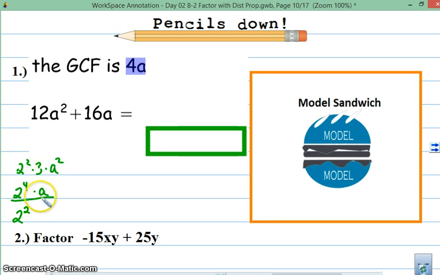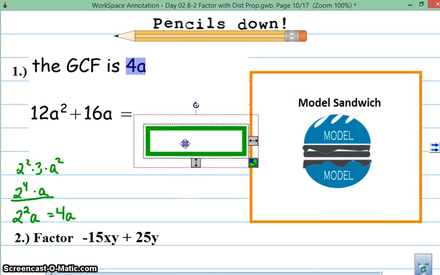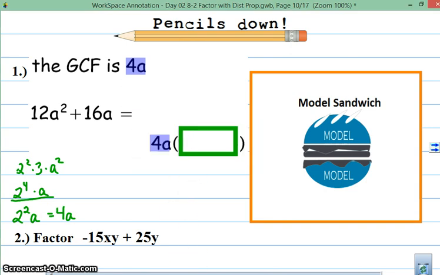They also both have at least one a. So I put a. 2 squared a is the same thing as 4a. So my greatest common factor is 4a. Okay. Now I'm going to put that 4a right in front of some parentheses. And everything that's left over is going to be what goes inside the parentheses.